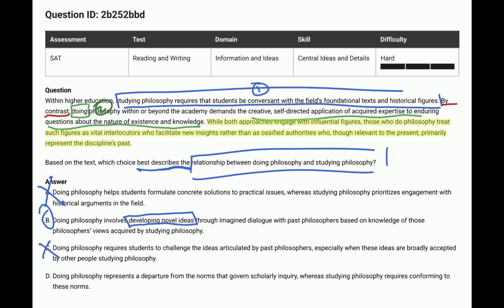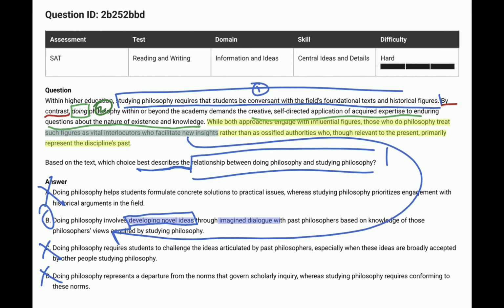Not necessarily the case. Doing philosophy represents a departure from the norms that govern scholarly inquiry, whereas informing. This is definitely a hard question because a lot of these answer choices seem pretty appealing, but remember this. This is extremely important because it links to this. This is very important. This is why you're naturally led to answer choice B.